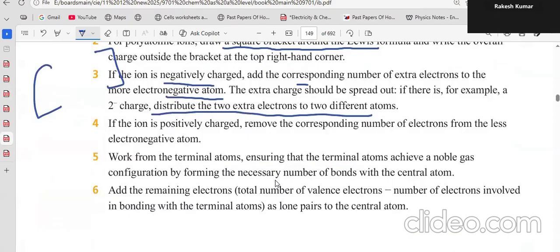And if the ion is positive, remove the electron from the less electronegative atom, and work from the terminal atoms, not from the central atom, so that the terminal atom gets a noble gas configuration by forming the necessary bonds. Then add the remaining electrons not used in bonding as lone pairs.